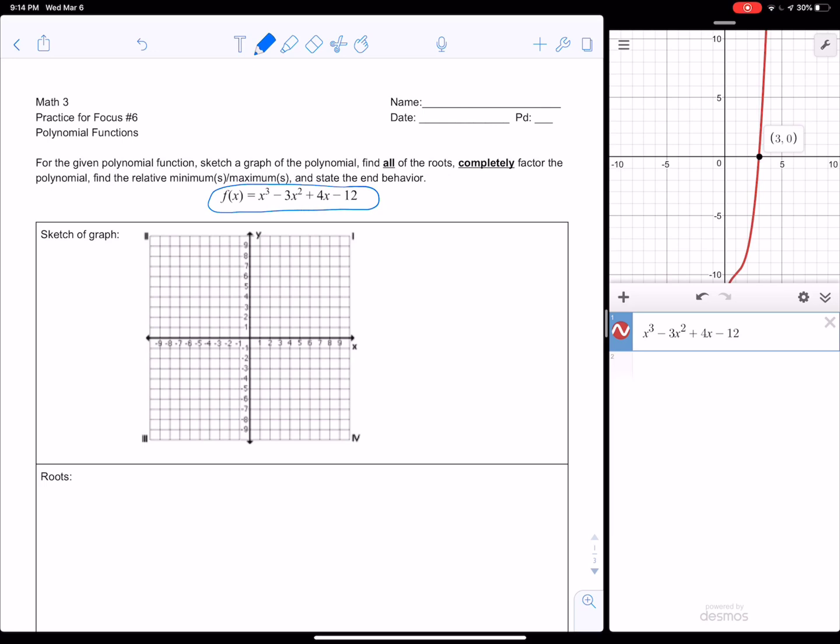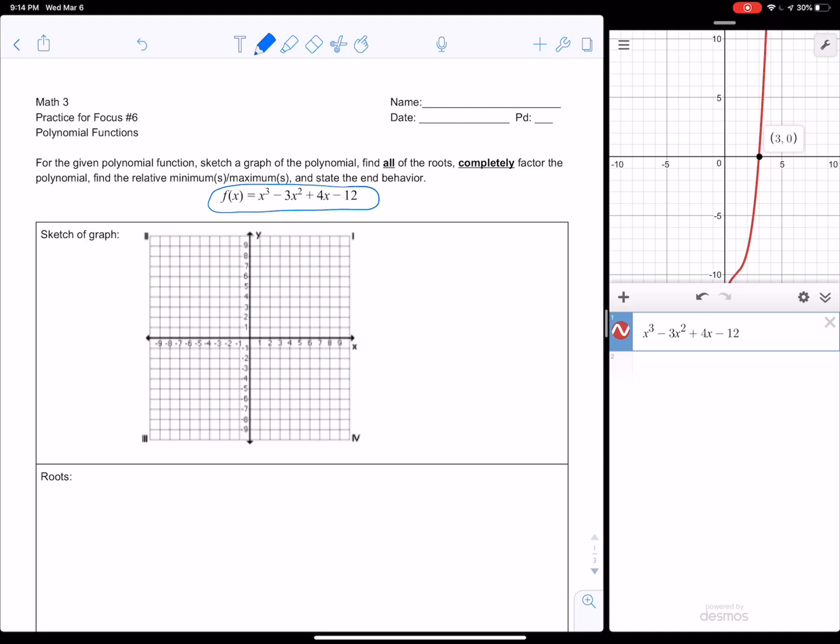So it says, for the given polynomial function, sketch a graph of the polynomial, find all of the roots, completely factor the polynomial, find the minimums or maximums, and state the end behavior. All right, so we already said that.